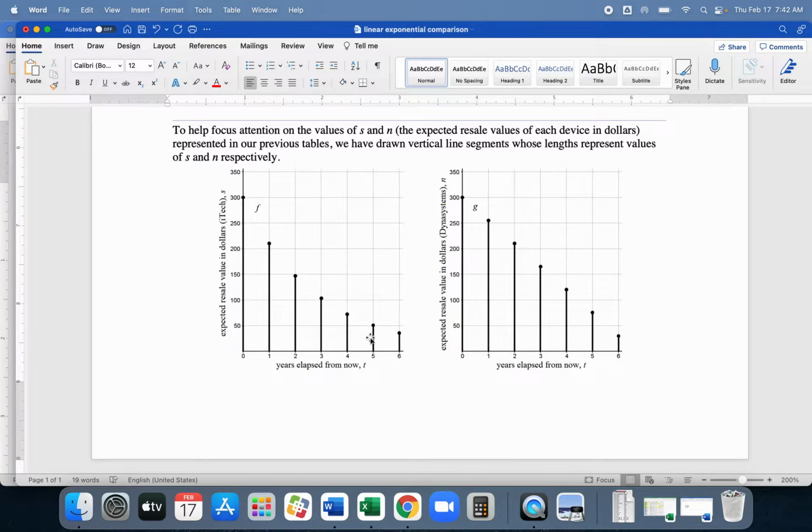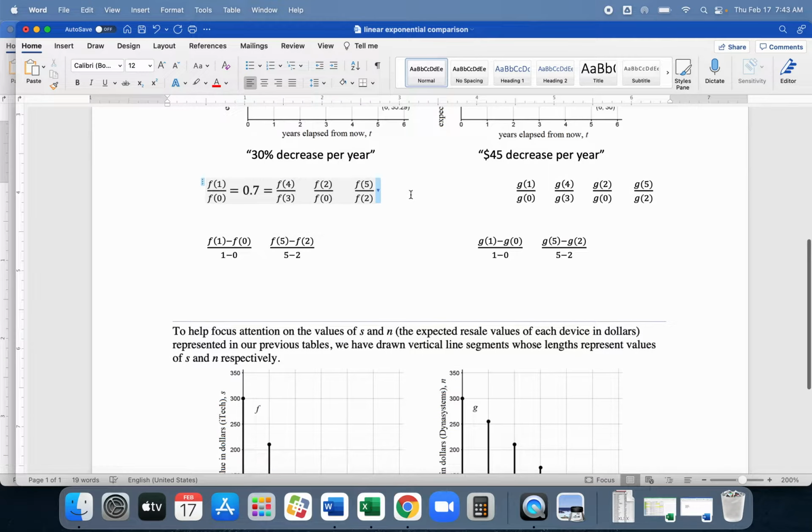So the ratio between the height of line 4 and the height of line 3 is 0.7 to 1, or 70%. The later one's 70% of the earlier one. And that's true for any two consecutive heights here. If I picked year 6 and year 5, 5 and 4, 4 and 3, 3 and 2, any pair of consecutive heights, the ratio of them would be 0.7, or the later one's 70% the height of the earlier one. The difference in height is 30%. It's shrinking by 30%, but what remains is 70% of the original.